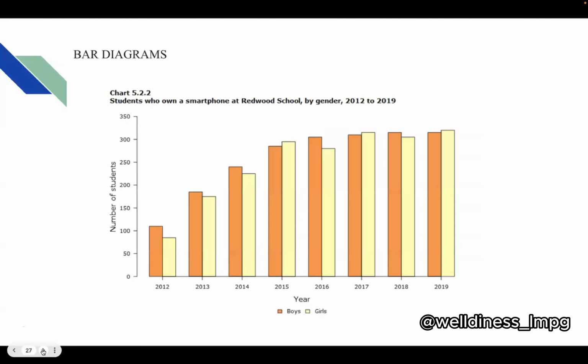So let's move on. This chart shows us students who own a smartphone at Redwood School by gender from 2012 to 2019. There's a way I could ask this question that would be very hard, and I just want us to do something that will not take time. Please take notes. I don't have a note with me, so let me open a note on my phone. We'll do one little experiment now.